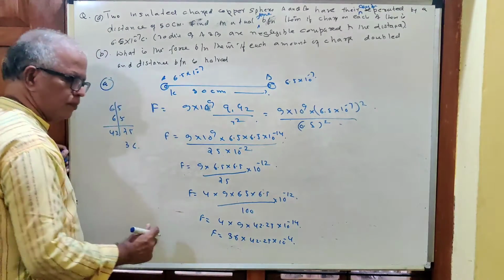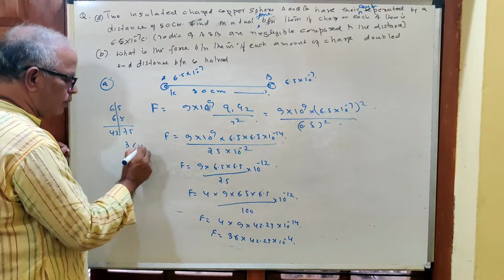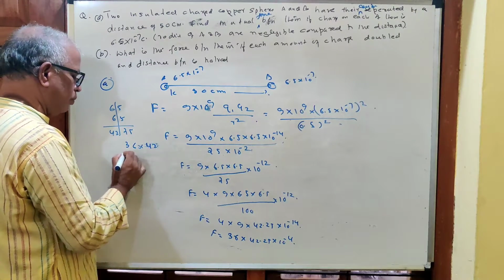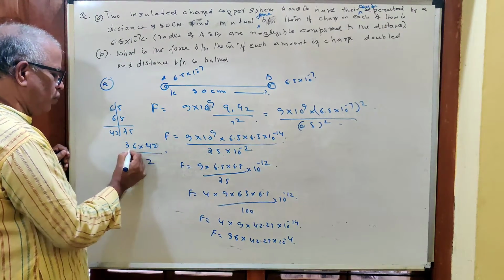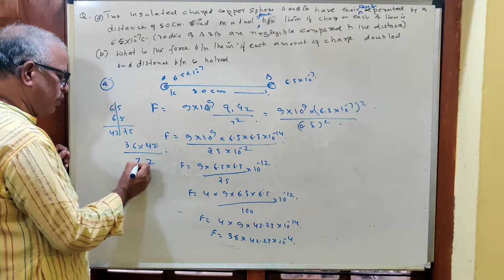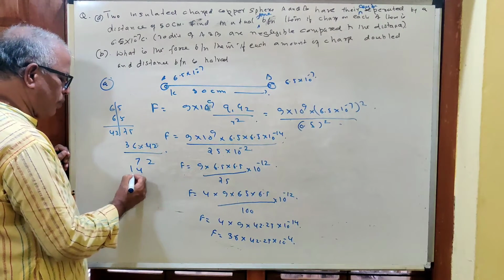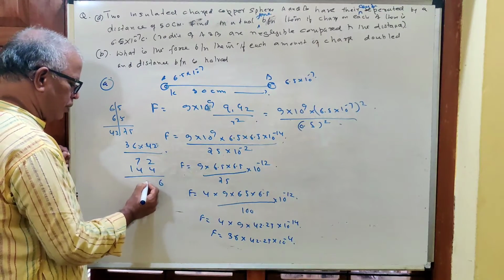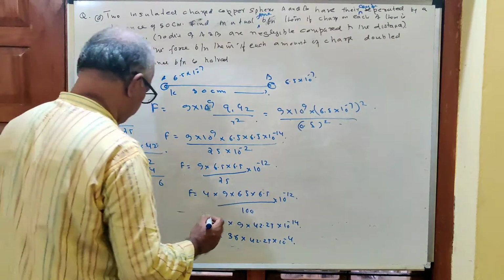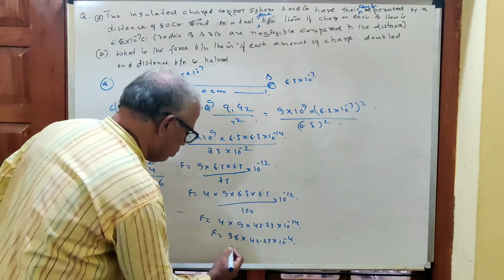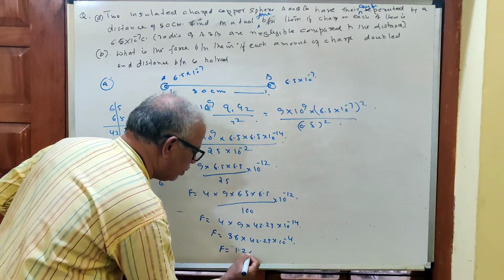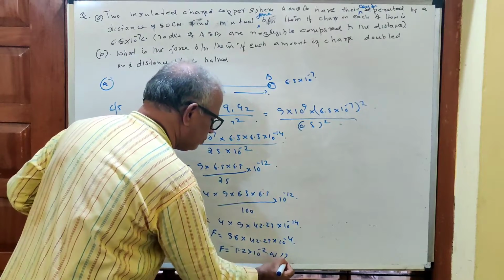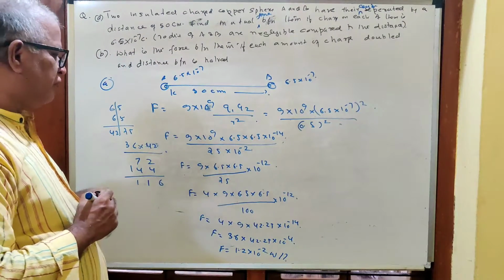Let us do it. 36 into 42.25, we will do 4225 times 36, which is around 1.2. F is equal to something like 1.2 into 10 to the power minus 2 Newton. This is the answer for the first part.